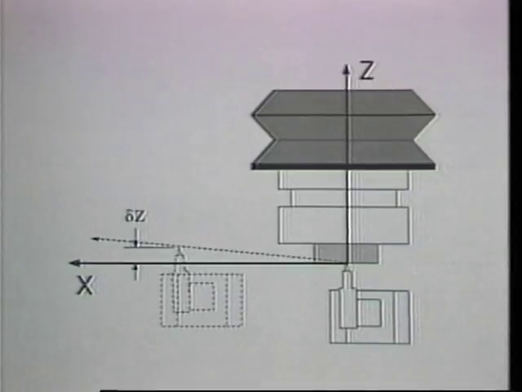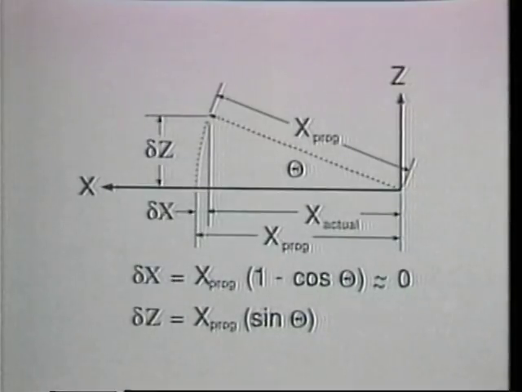At the origin, the squareness error has no effect on the tool position. However, as the tool moves away from the origin, not only the tool's x-axis position changes, but the tool's z-axis position also changes. Since a programmed x-axis position change also produces a z-axis position change, position error has been introduced. The z-axis position error is the product of the sine of the squareness error angle and the programmed x-axis position.